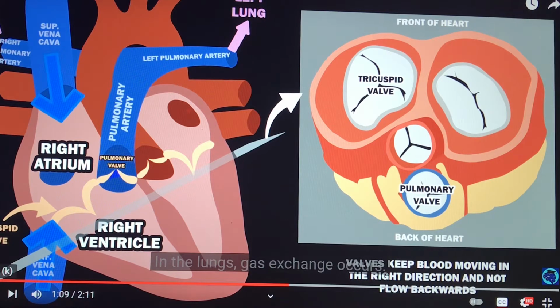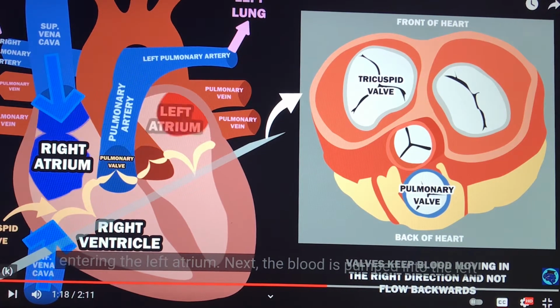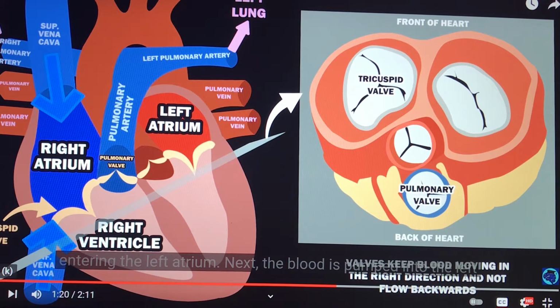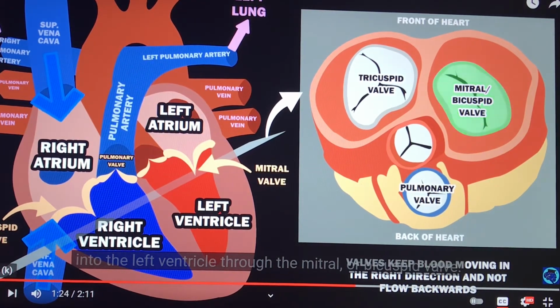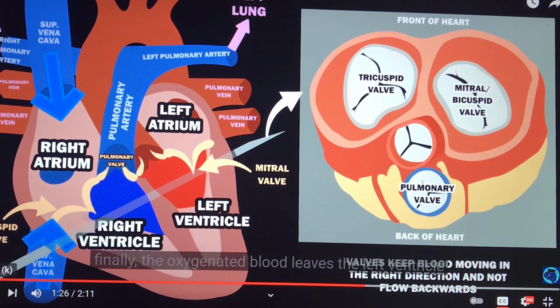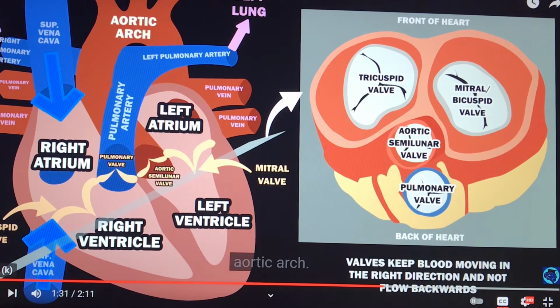In the lungs, gas exchange occurs. The blood discards carbon dioxide and picks up oxygen. Now, blood comes back from the lungs through the pulmonary veins, entering the left atrium. Next, the blood is pumped into the left ventricle through the mitral or bicuspid valve. Finally, the oxygenated blood leaves the left ventricle through the aortic semilunar valve, entering the aortic arch.